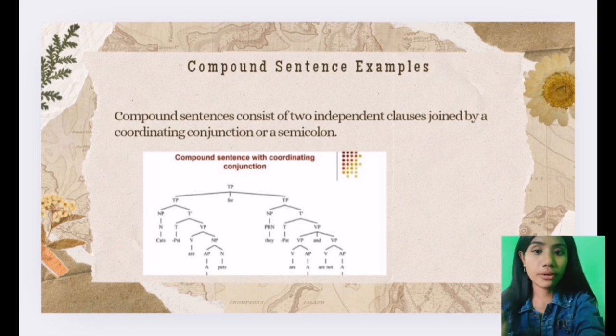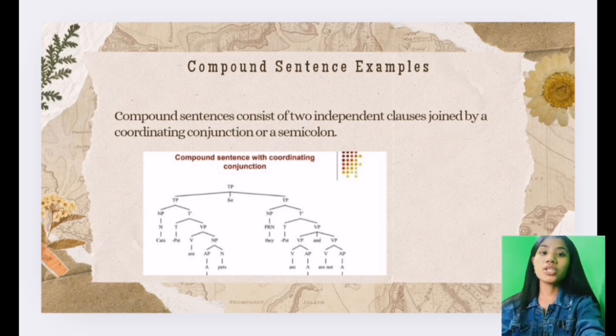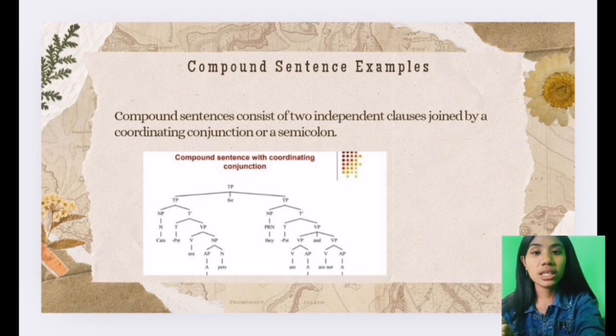The diagram shows the syntactic structure of a compound sentence. The sentence is formed by two TPs, or tense phrases, or clauses, joined by a coordinating conjunction, that is for. Each TP, or clause, has its own NP as a subject and VP as predicate. This proves that both clauses are independent and grammatically equal.